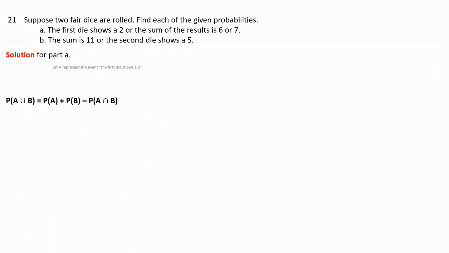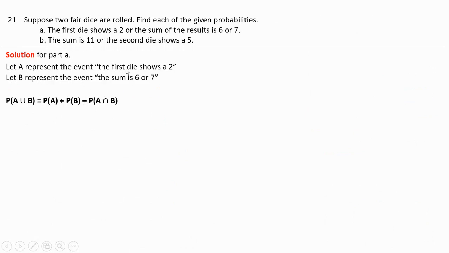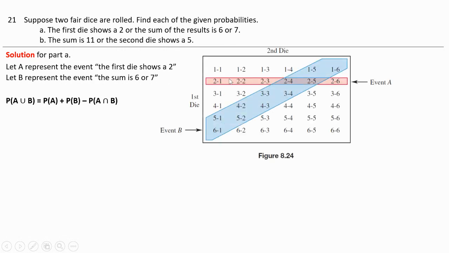Okay, so let's give a scenario here. Let A represent the event that the first die is a 2, and let B be the event that the sum is 6 or 7. So for the first die to be a 2, it's going to be all these here: 2, 2, 2, 2, 2, and 2. That's what they're asking for in event A.